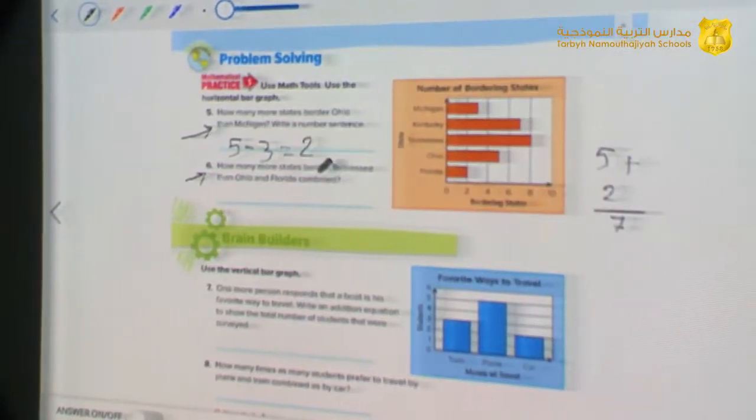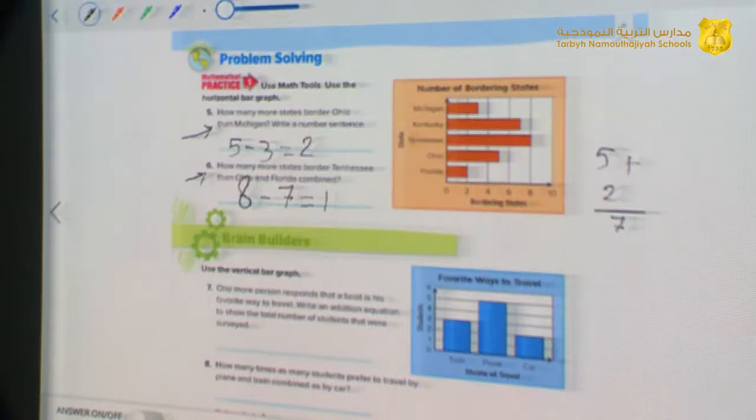Now I will make the comparison. I will find the difference between Tennessee and Ohio and Florida combined. Tennessee has what? Yes, it has 8. So we'll do subtraction. 8 minus 7. 8 minus 7 is what? Yes, it is easy. It is 1.